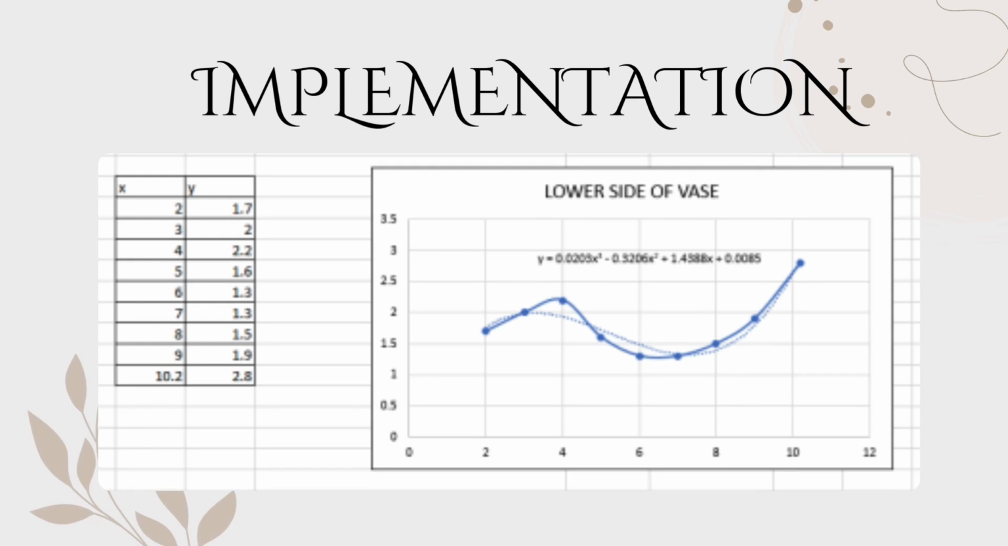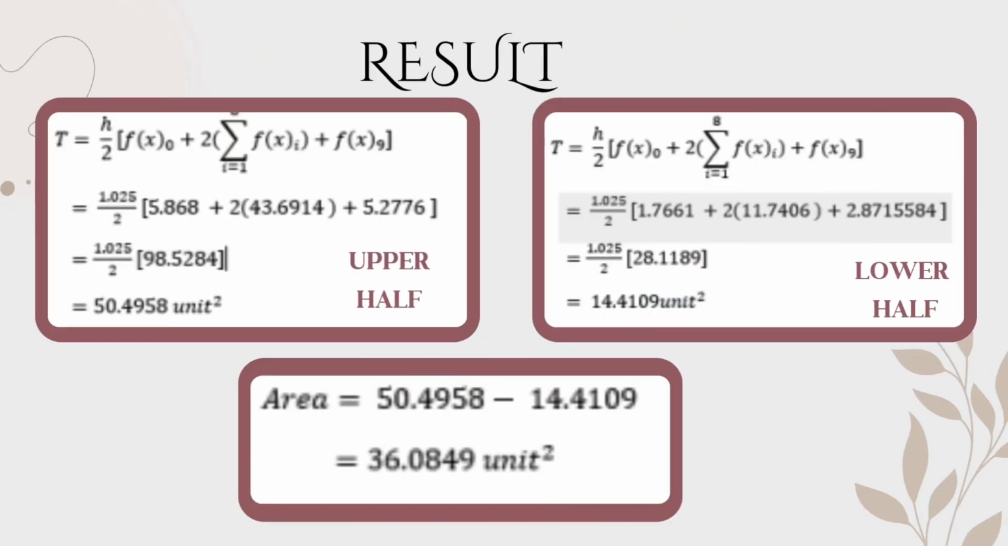Then we use the same steps for the lower side of the vase. Last but not least, by using all the information, we can use the formula of the trapezoidal rule as shown here to find the upper half area and the lower half area. And finally, we got the area of the vase by subtracting the upper half and lower half area.